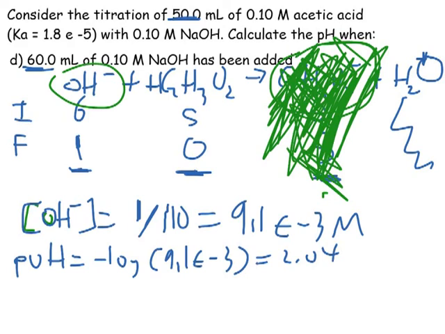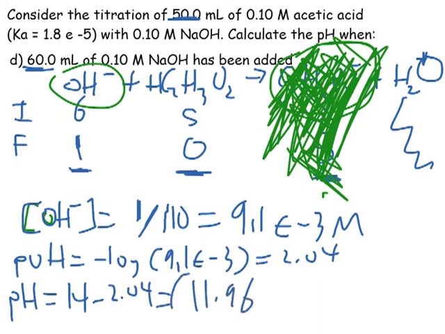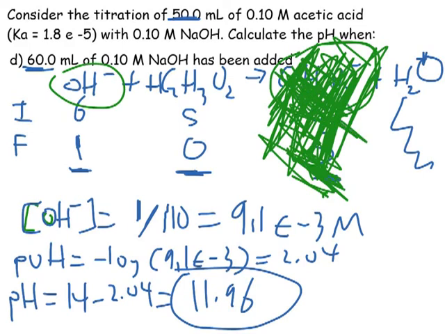And now I can finally find the pH. And we are done. You should get 11.96 as your final answer. And we are done, guys. So after the equivalence point, you can just ignore what's going on with the conjugate, the acetate, and just focus on the OH minus, the hydroxide. And that's a wrap.